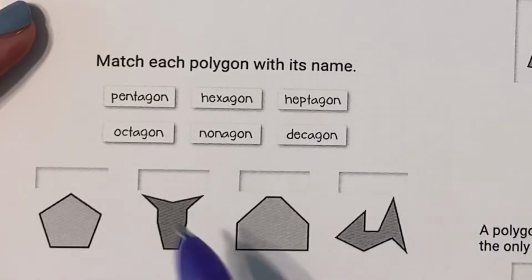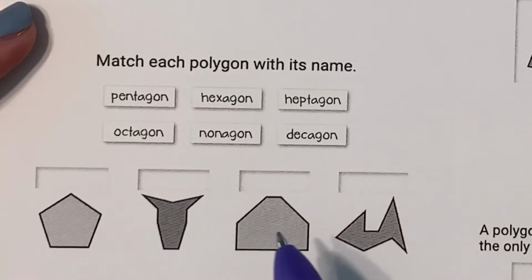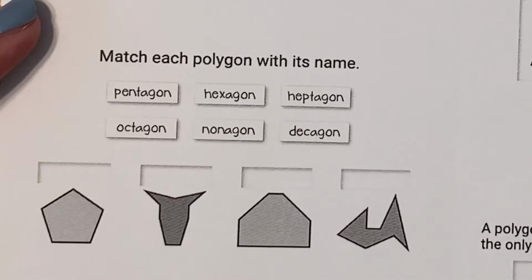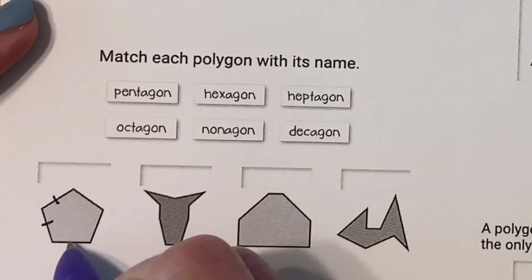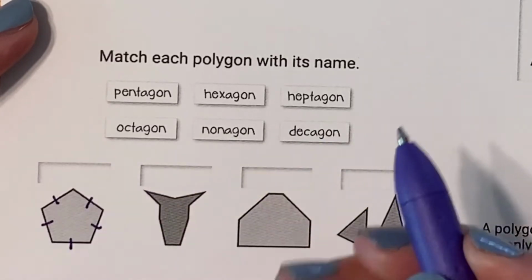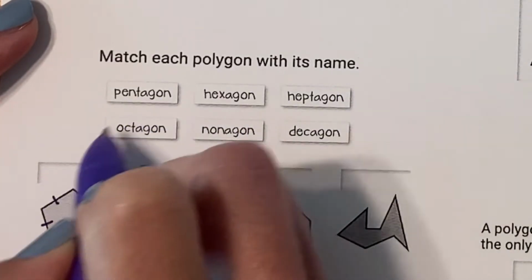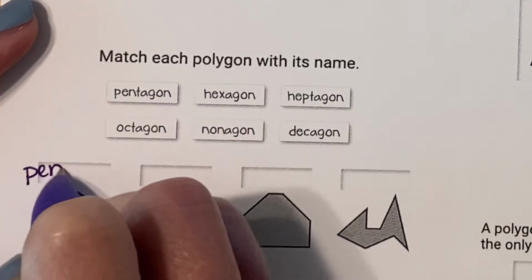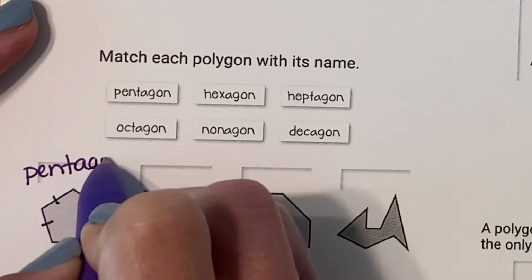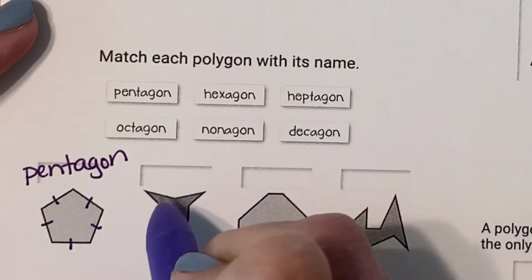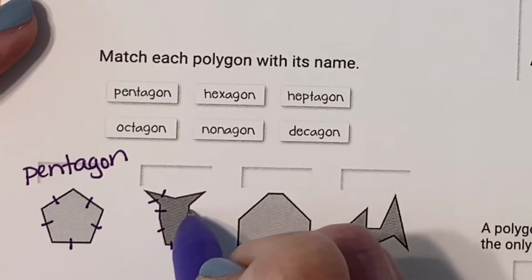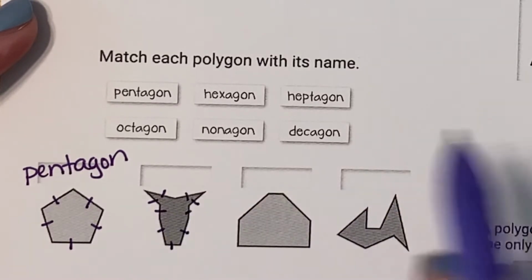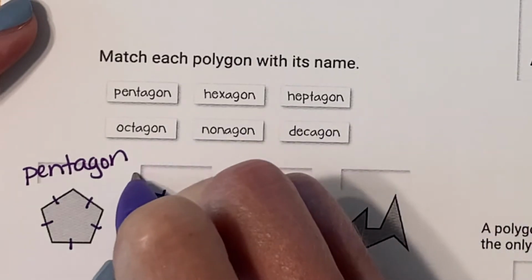Here's a hint. When counting the sides, especially when you have a lot, I like to make little hashes just to make sure I don't double count things. So I'm going to start with this side. Here's 1, 2, 3, 4, 5 sides. 5 sides is a pentagon. I'm going to start counting here. 1, 2, 3, 4, 5, 6, 7, 8, 9. 9 sides is a nonagon.